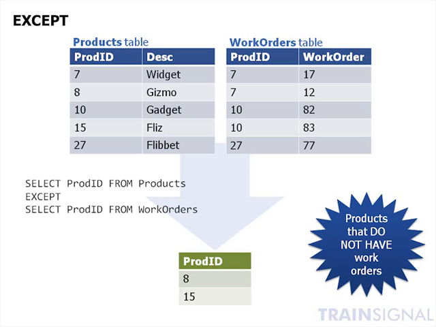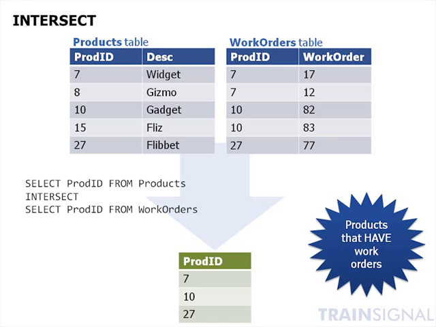This is an example of the except operator. I have 2 tables here. The first is the products table, which has a prod ID column and a description column. The second is a work orders table, which also has a prod ID column and a work order column. You can see that my 2 queries are selecting prod ID from products and from work orders. I'm using the except to combine the 2, so I will only get a list of products that do not have work orders. That would be product IDs 8 and 15. In other words, the 2 values that exist in the first query's results that do not also exist in the second query's results.